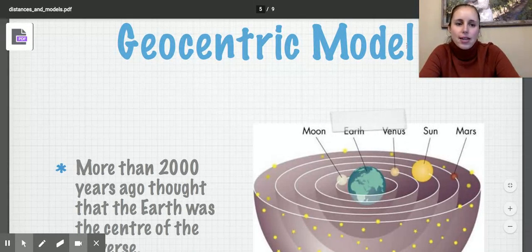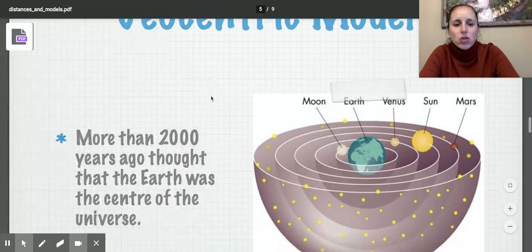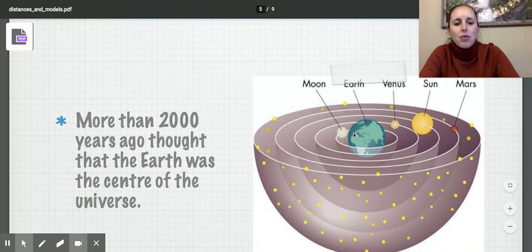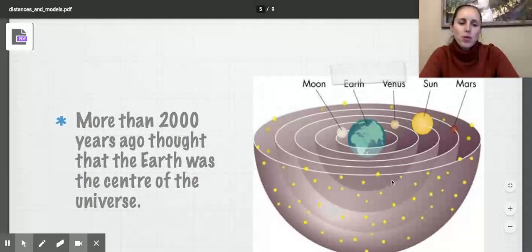For those of you studying geography, you know that geo essentially just means Earth. So a geocentric model meant that we thought that Earth was at the center of our solar system and that everything else actually orbited around us. Not only did the moon orbit around the Earth, which we know is true, but we also thought Venus, the sun, and Mars also orbited around the Earth.